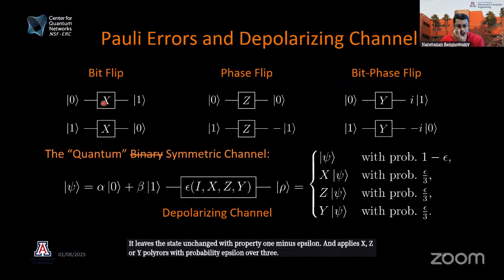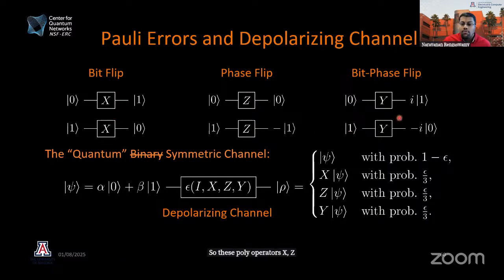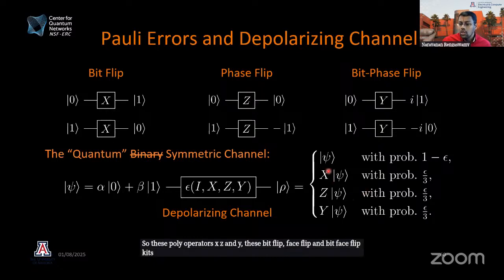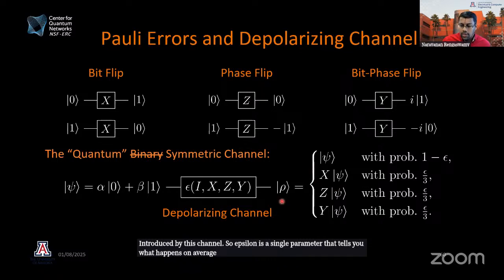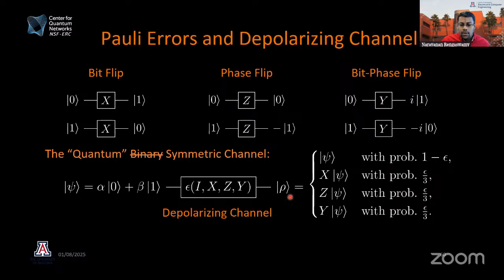So these Pauli operators, X, Z, and Y, these bit flip, phase flip, and bit phase flip gates can also be thought of as errors introduced by this channel. So epsilon is a single parameter that tells you what happens on average to the output state. Okay, so that introduces Pauli matrices, these Pauli operators, and how they can be thought of as errors.